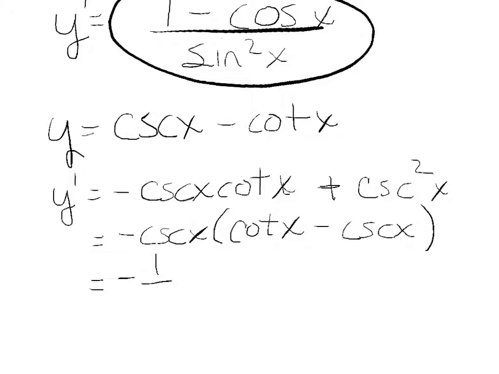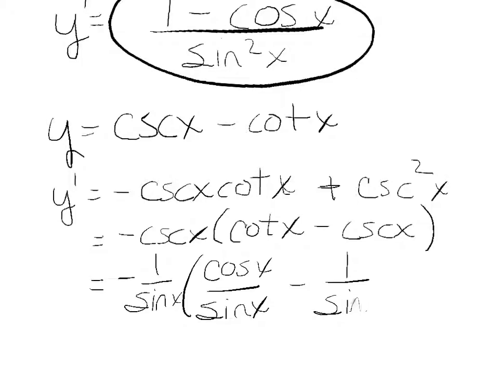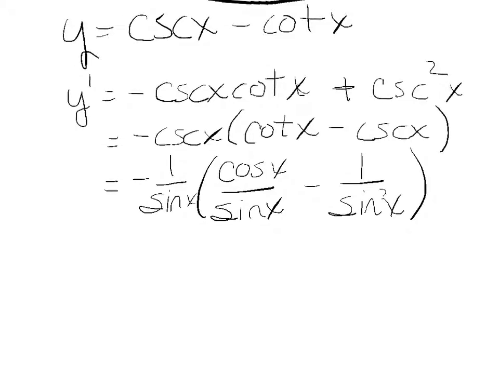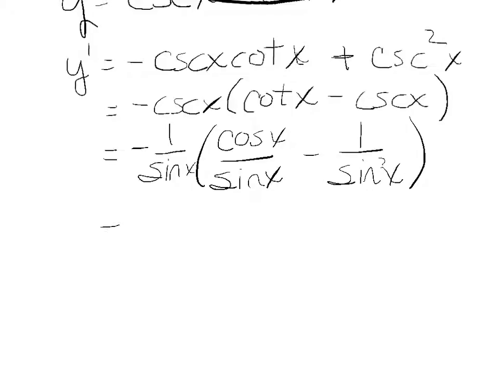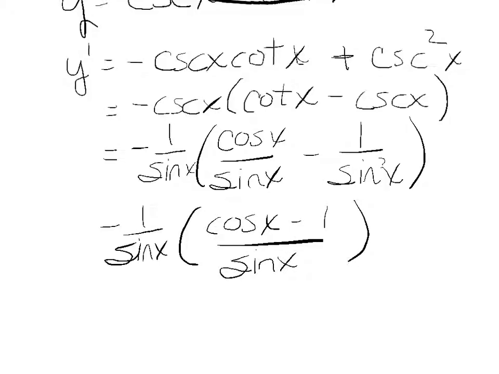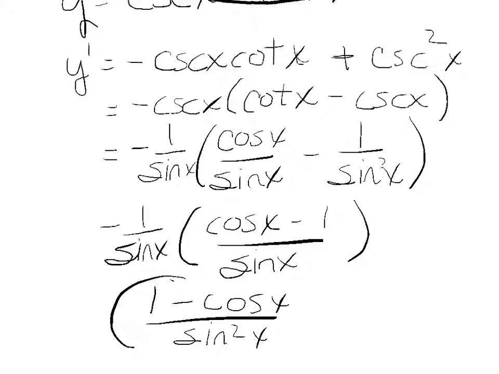Okay, so if we do this as a negative 1 over the sine of x, and cotangent is cosine x over sine x minus 1 over the sine x, we end up with cosine x minus 1 over sine x. And if we multiply through by negative 1 over sine x, we end up with 1 minus cosine x over sine squared. So it worked out to be the same answer whether we simplified or not.